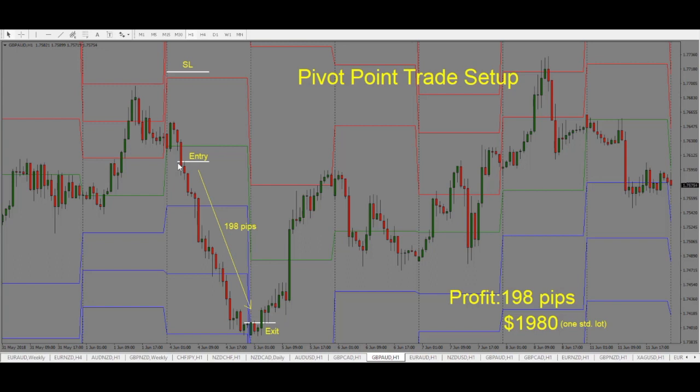In this case, price closes below the daily pivot point. We wait for a bit of a pullback, enter the trade short. And our stop would go above the high here or above the R1 level of the pivot point here. And we continue on with the trade as long as price is moving lower. Once we see that price starts to go sideways here, we can exit our trade. And from entry to exit, in this case, we have 198 pips in our trade. So our profit is 198 pips or $1,980 if trading one standard lot.